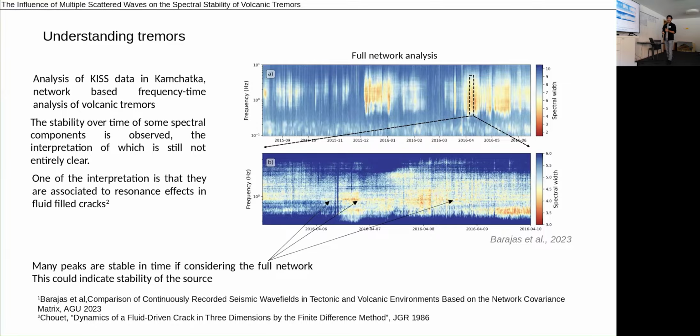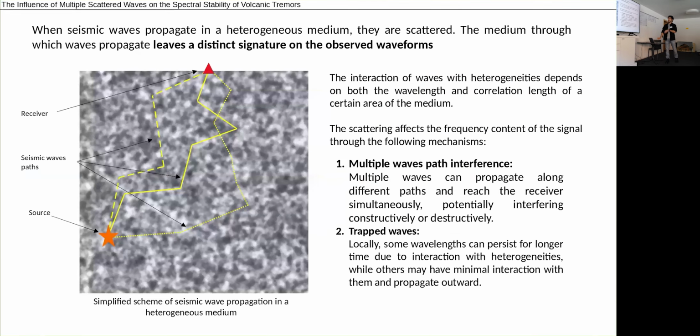But there could be many factors that could generate some sort of stability. And what we would like to do is to understand if this sort of stability could be related even to scattering effects. So just a bit of an introduction. The scattering, the interaction of waves with heterogeneities, depends in general on the wavelength and the correlation length of, let's say, the impedance contrasts of a certain area of the medium.